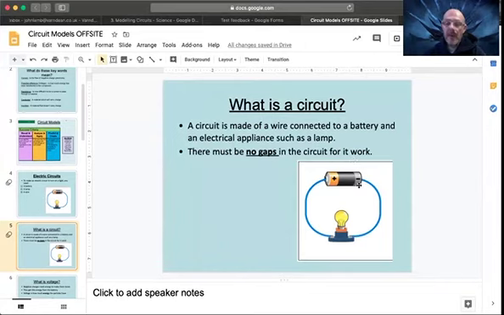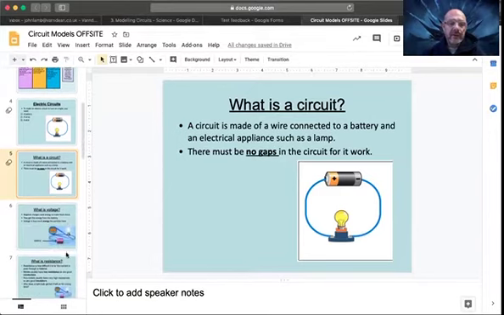Now there has to be no gap, because otherwise, if there's a gap, the electrons can't get past. And so it's a broken circuit. It's not a complete circuit.